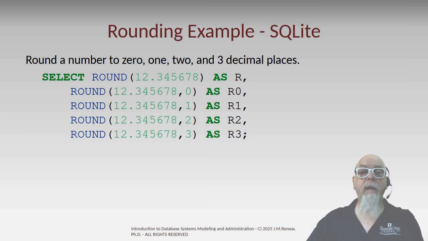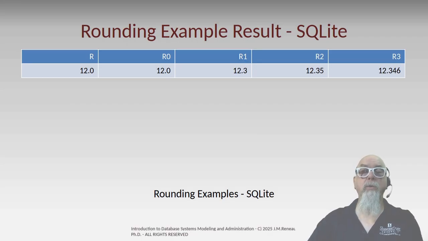Here's an example of rounding a decimal number to various places in SQLite. And the results would look something like this.